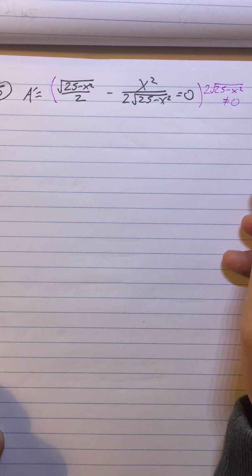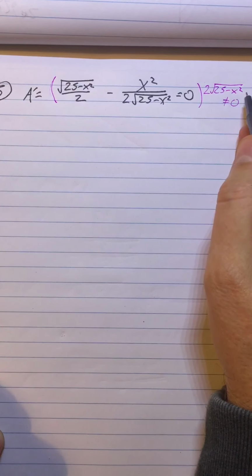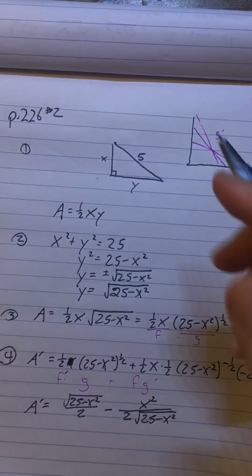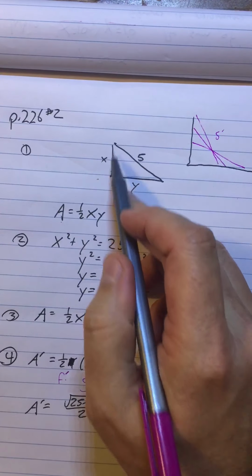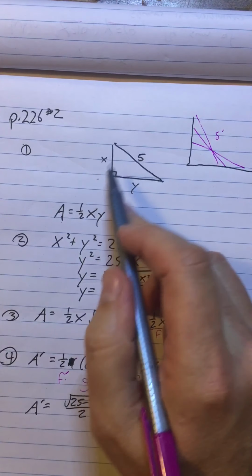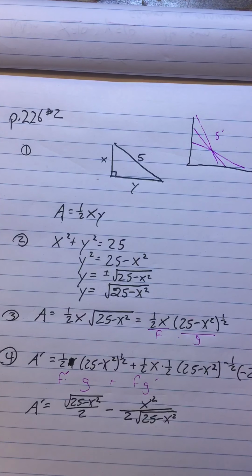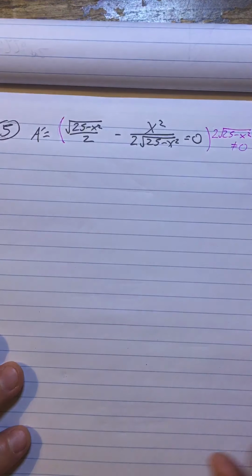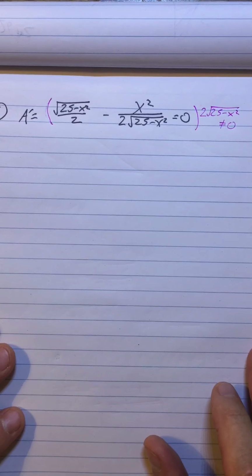Well, there is a reason why this cannot equal 0. The only way this could equal 0 is if x squared is 25. The only way x squared could equal 25 is if x equals 5. Well, if x equals 5 and the hypotenuse is 5, you wouldn't have a triangle anymore. Therefore, x cannot be 5. 25 minus x squared cannot be 0. Therefore, we can multiply both sides of the equation by 2 square root 25 minus x squared.